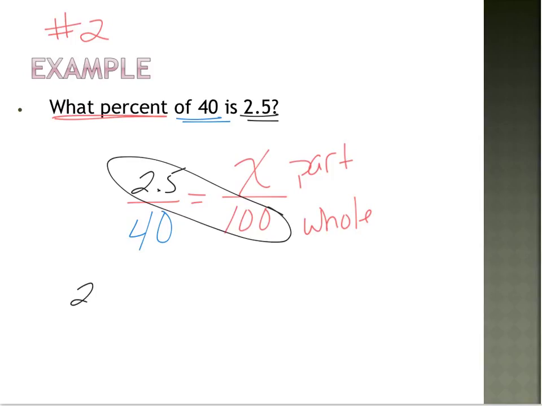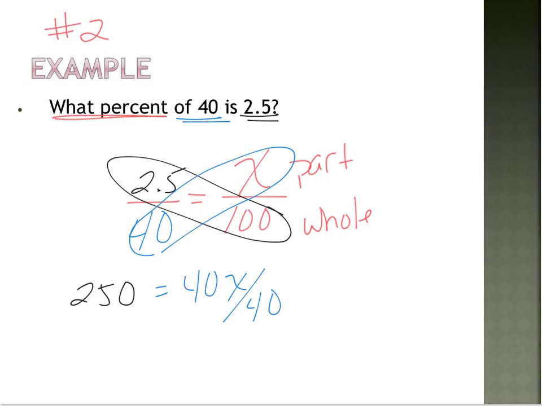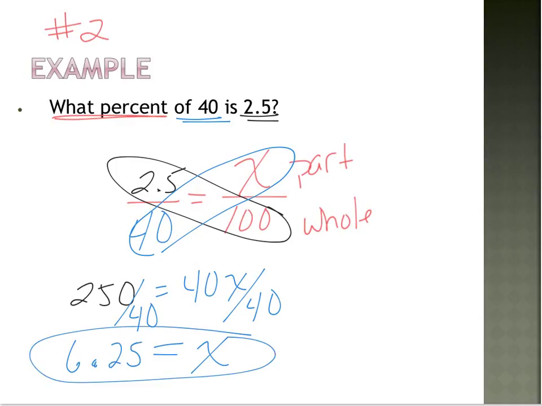2.5 times 100 is 250 equals 40x. Divide both sides by 40 to isolate the x. And x equals 0.25. So 6.25% of 40 is 2.5.